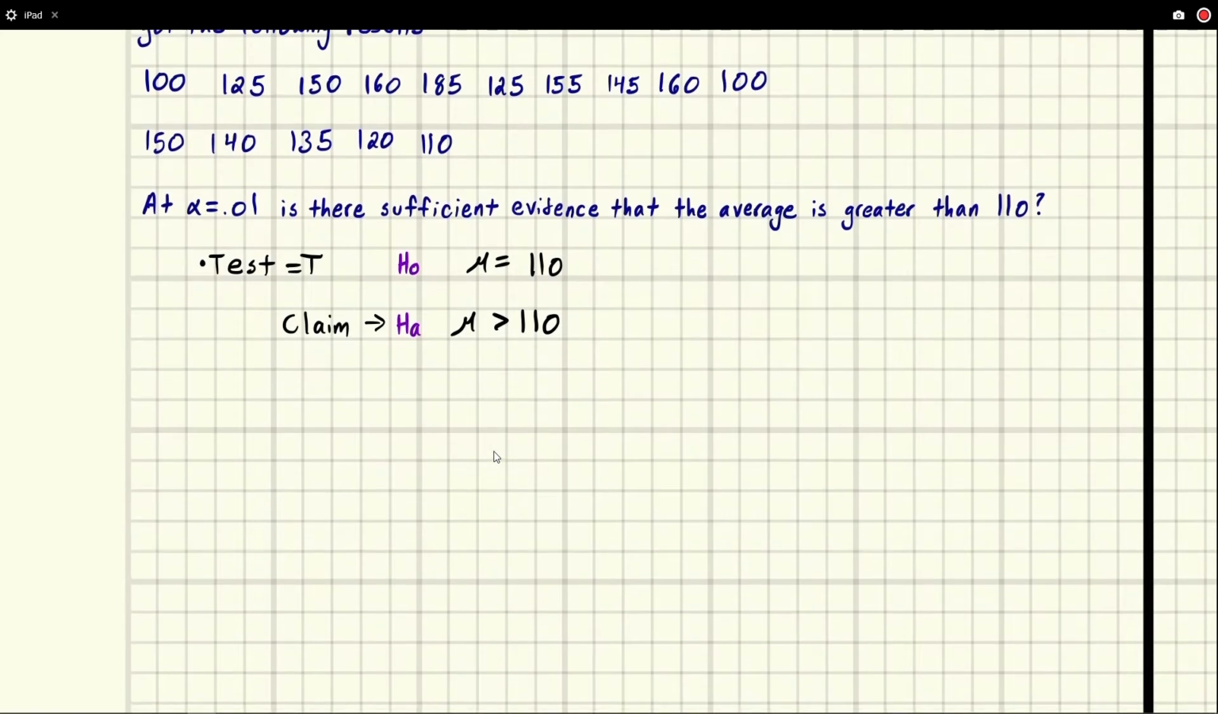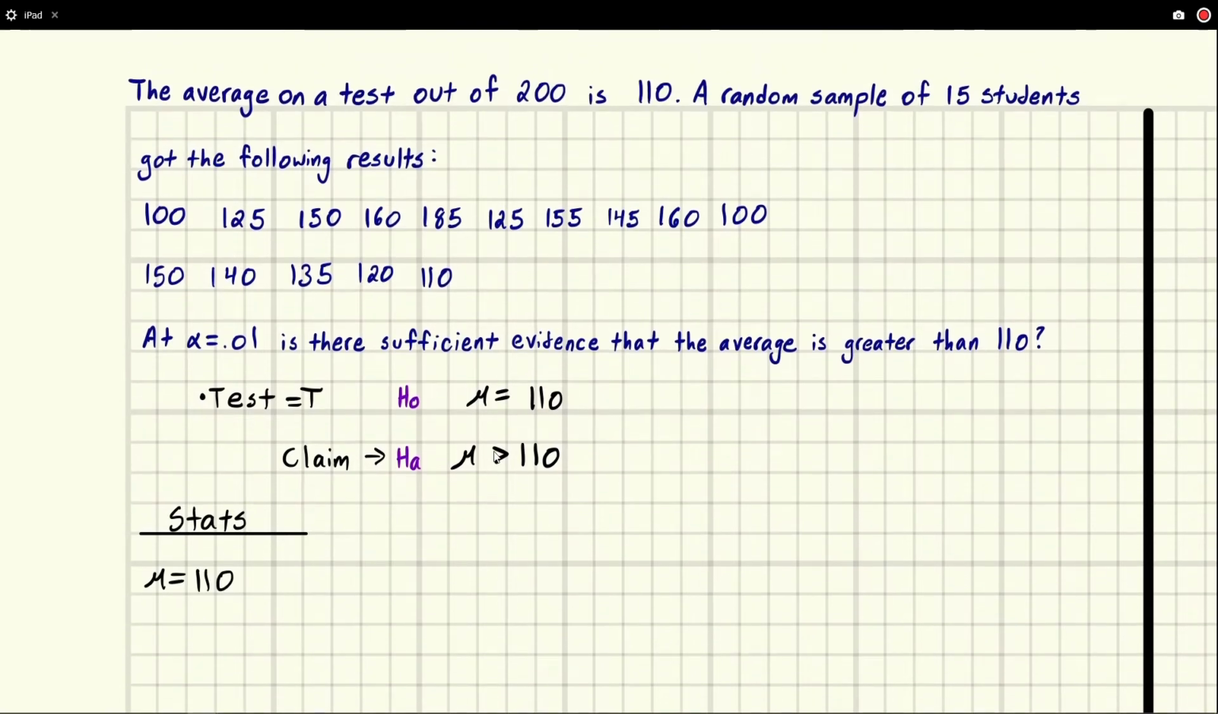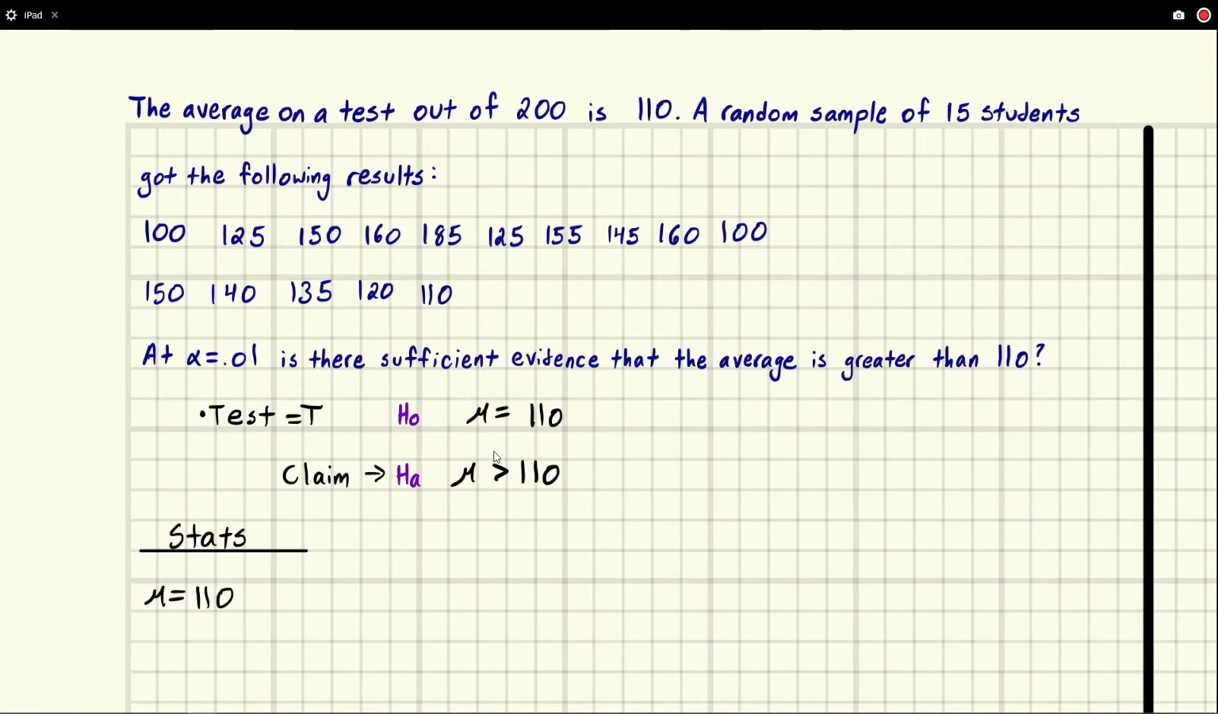Up next, we need to get our numbers out of here. So we're going to get our stats out of the problem. I like to have them separate. So we've already been given the population mean is 110. And that's all we know. Oh, we also know that we had a sample of 15 students. So that gives us n is equal to 15.